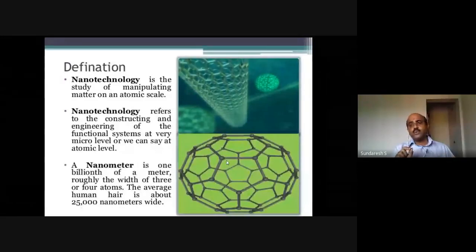The hairs are so minute, and the width of the hair itself is 25,000 nanometers, so just imagine what 1 nanometer is. You are getting into the minute level, what we can call the nano level, the atomic level. When we want to study how we can manipulate matter across an atomic scale, this is what we generally call nanotechnology. This is what we are showing here, in the form of a carbon tube or shells. This is the structure of a nanoatom.